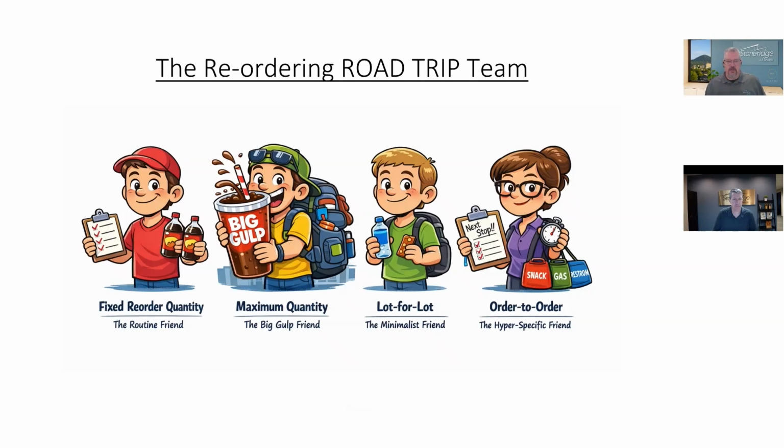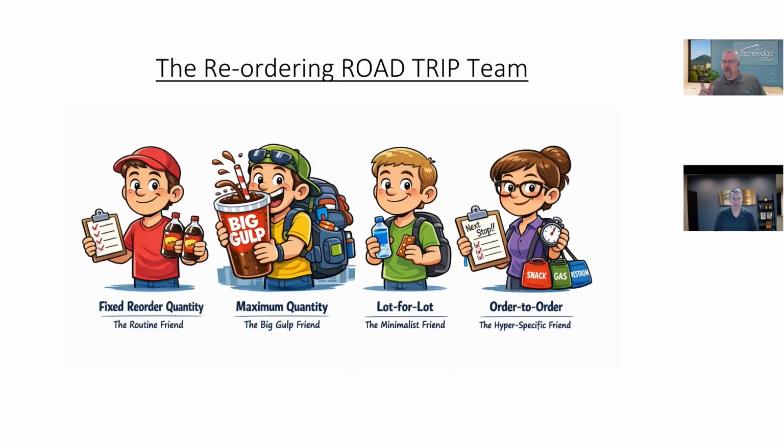The third one is lot for lot. I'm sure everybody's got one of these people in their lives, the minimalist, and they look at what they have in the car. They say, how much do I need in order to get to my next stop? And they're going to go and buy just that amount.